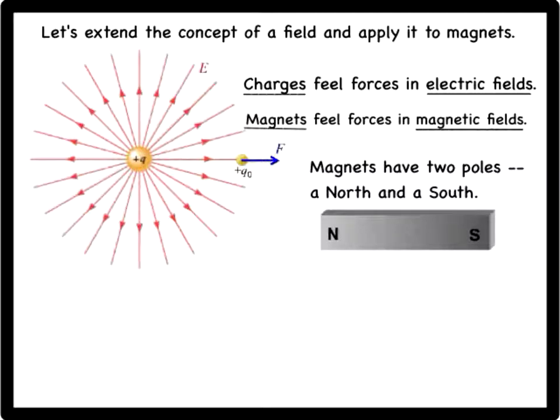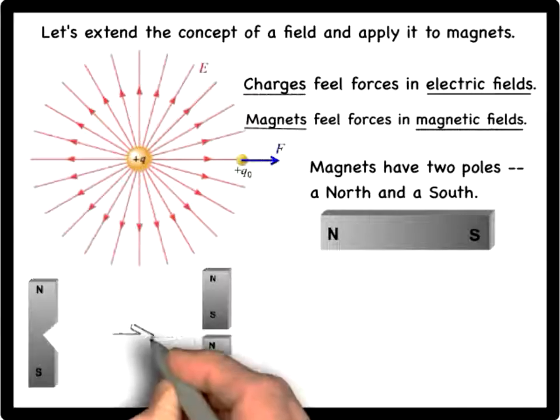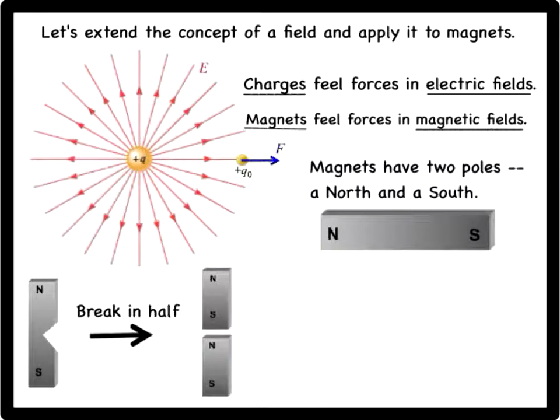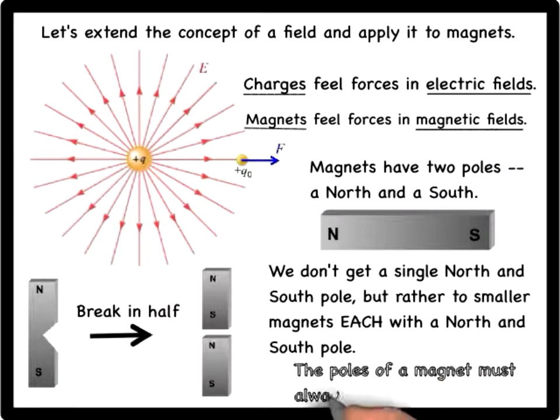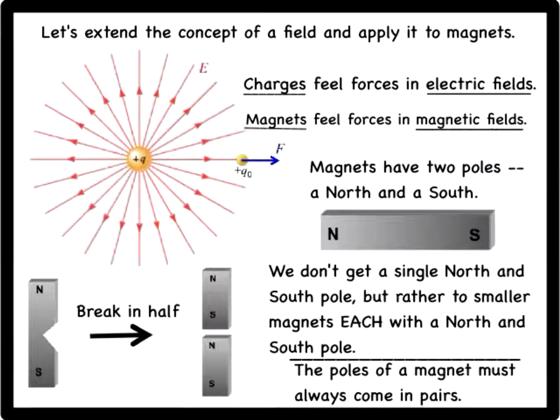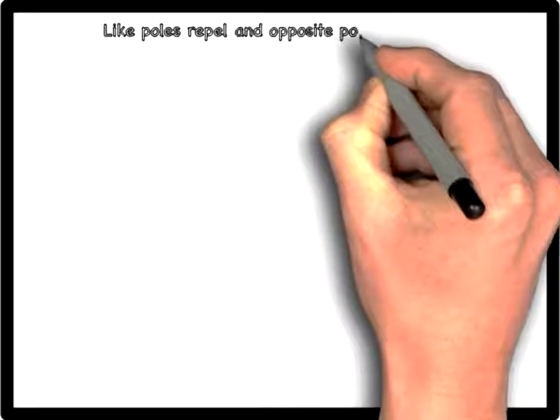Consider a common bar magnet, for example. It has both a North and South Pole. If we were to break this magnet in half, we would not end up with a single North Pole and a single South Pole, but instead we would end up with 2 smaller magnets, each with its own North and South poles. Bringing 2 bar magnets near each other reveals the qualitative behavior of the magnetic force.